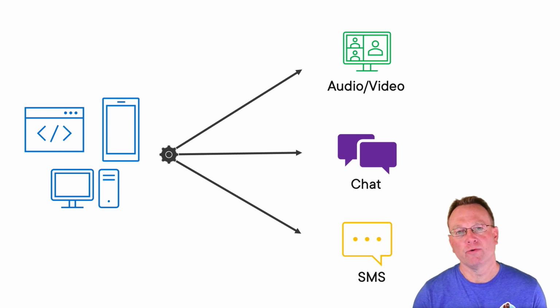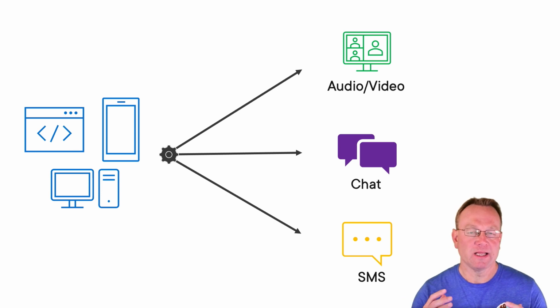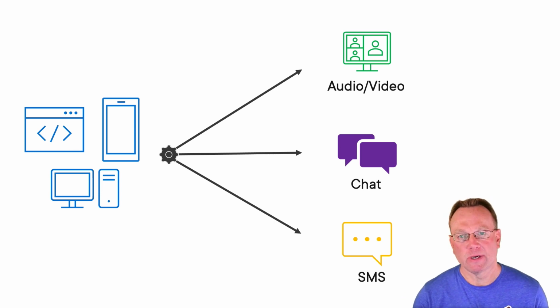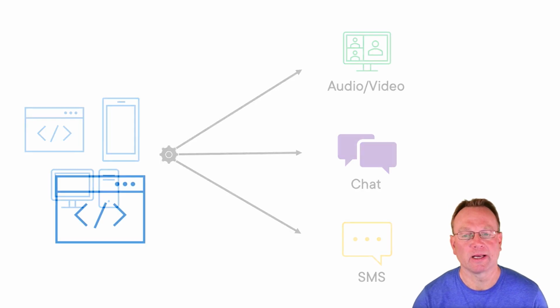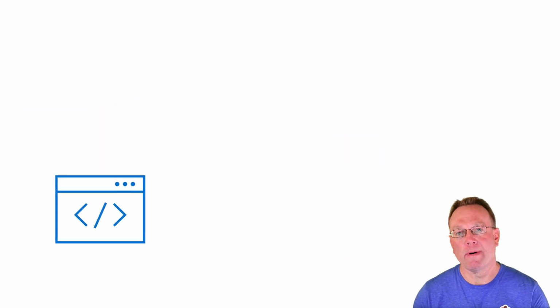So let me walk you through really quickly how it works from a 10,000 foot level view, and then we'll jump into a quick demo that's available on GitHub that you can go through yourself if you'd like. So if you're building an app, let's say it's a web app in this case, but again, it could be mobile, it could be desktop as well. The first thing you're going to have to do is build in some server-side functionality because you're going to need to connect to ACS to get a token.